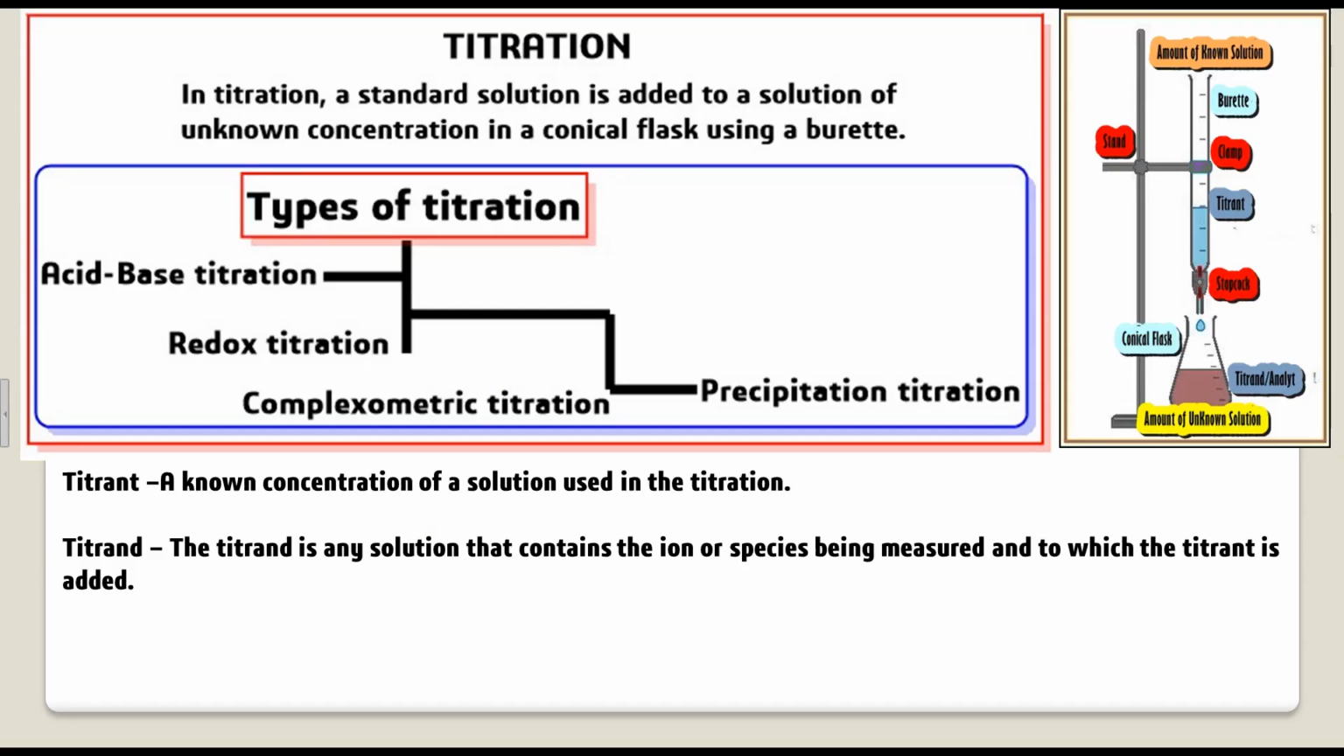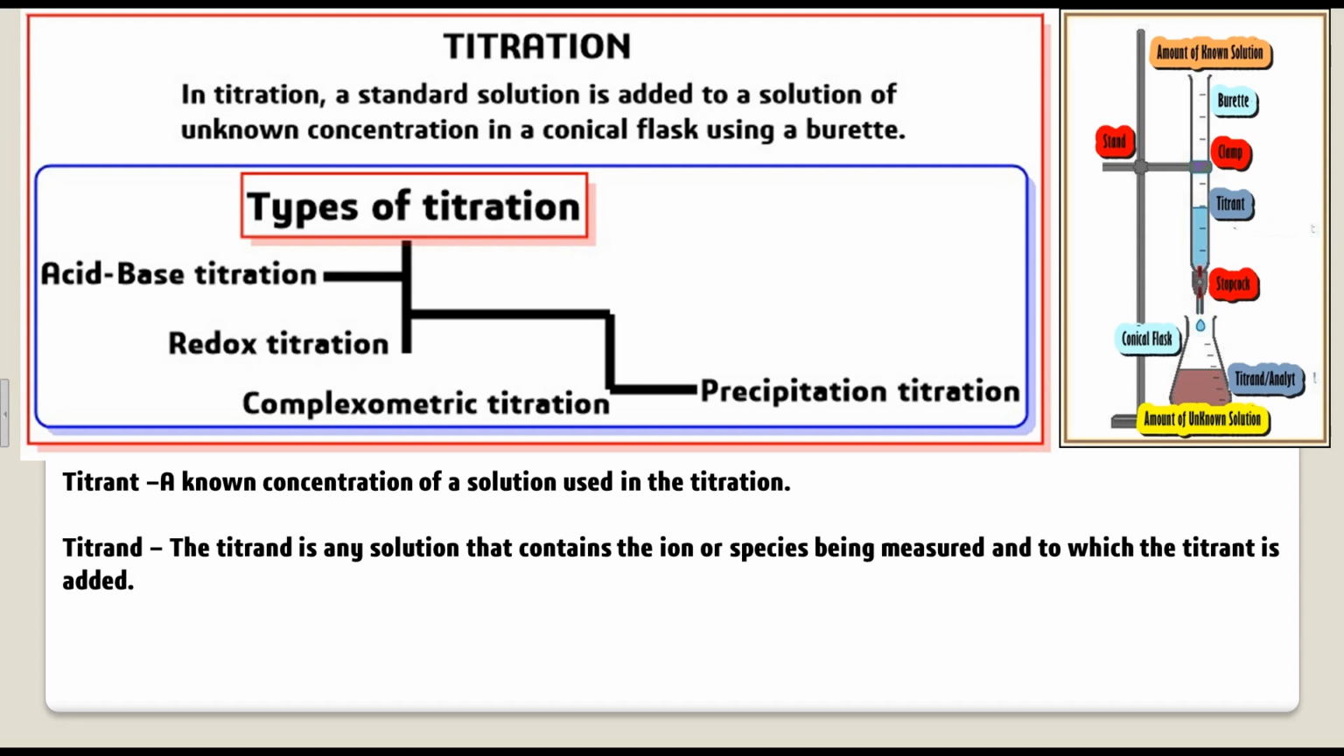What is titration? In titration, a standard solution is added to a solution of unknown concentration in a conical flask using a burette. What are all the types of titration? Acid base titration, redox titration, complexometric titration, precipitation titration, non-aqueous titration, etc.